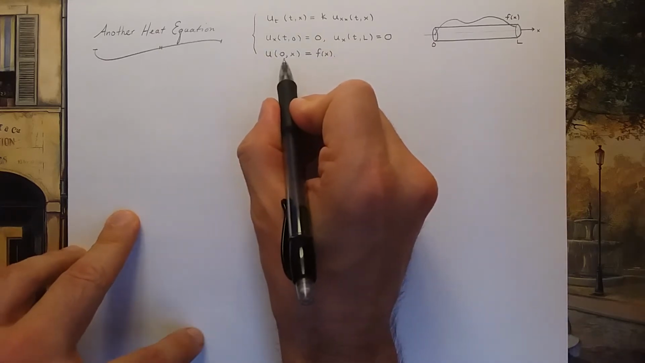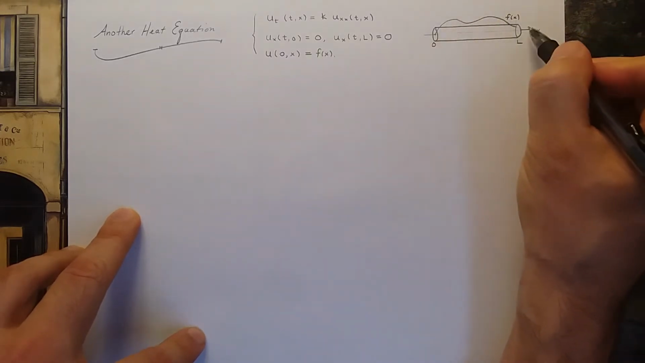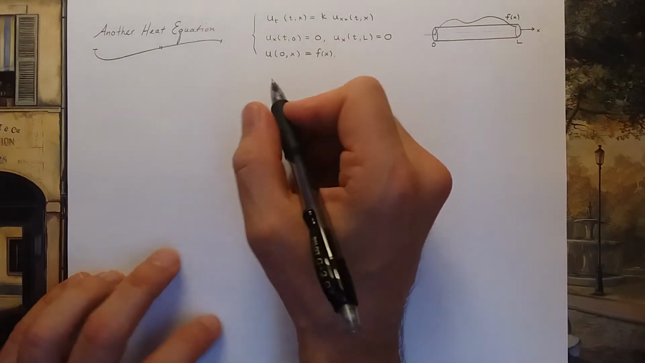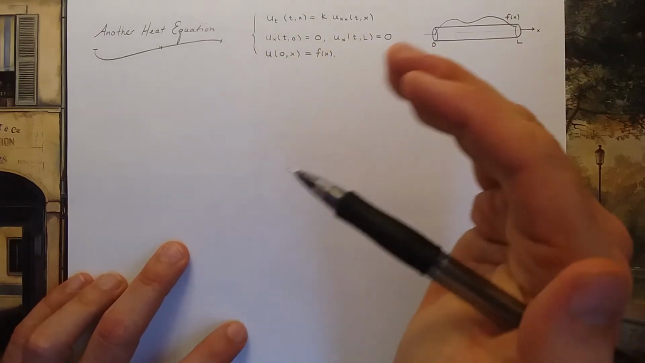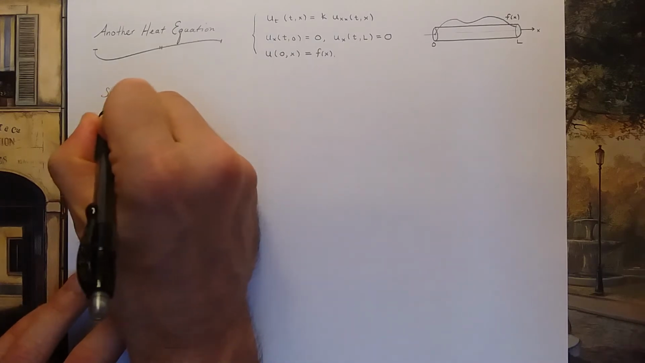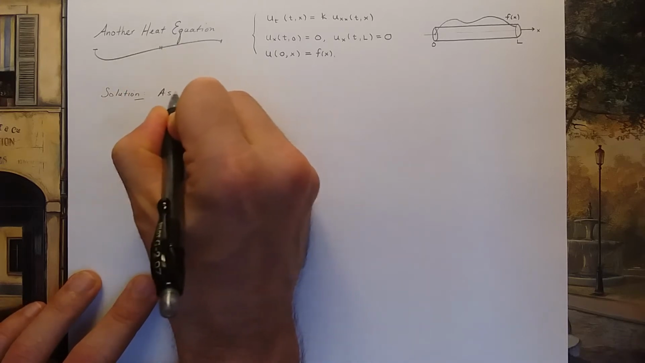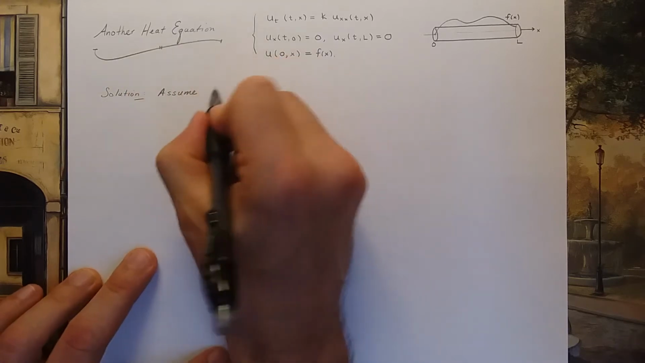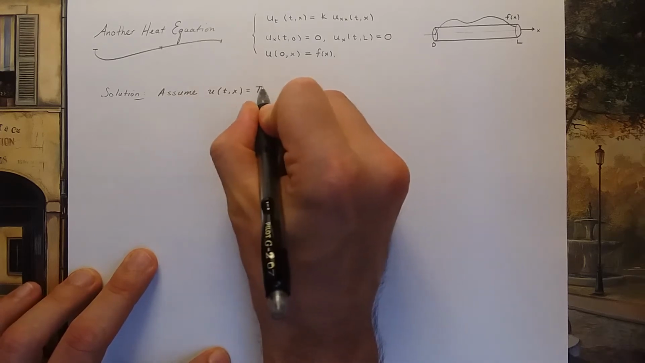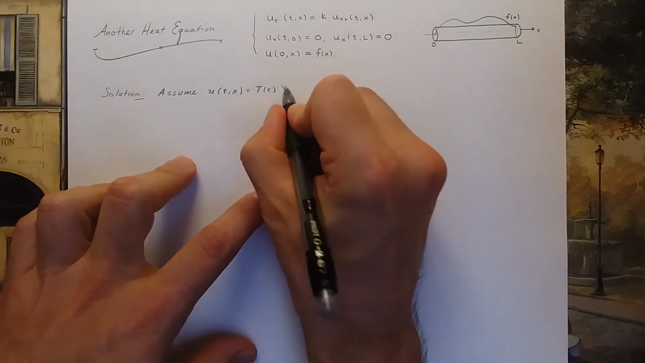And I also have an initial temperature distribution given by some function f of x. I've depicted one here. This will be what happens at time 0. So the method to solve this is the same as the previous video. We're going to solve by assuming that my function has a special form. It could be written as a function of t times a function of x.